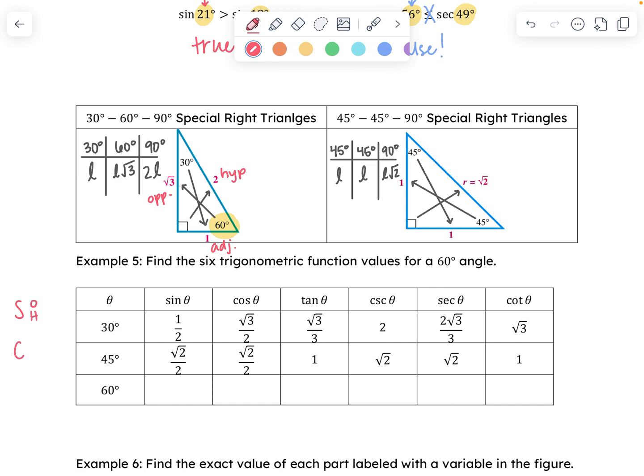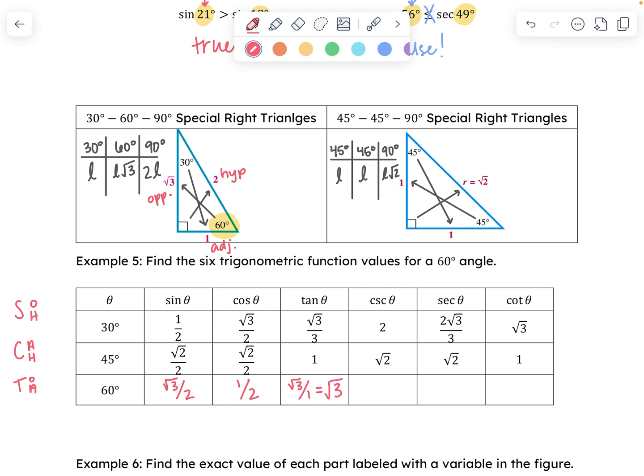So using my SOHCAHTOA, the sine of 60 degrees would be opposite over hypotenuse. So that would be the square root of 3 over 2. My cosine would be adjacent over hypotenuse. So that would be 1 over 2, 1/2. My tangent would be opposite over adjacent. So that would be the square root of 3 over 1, which just simplifies down to the square root of 3.